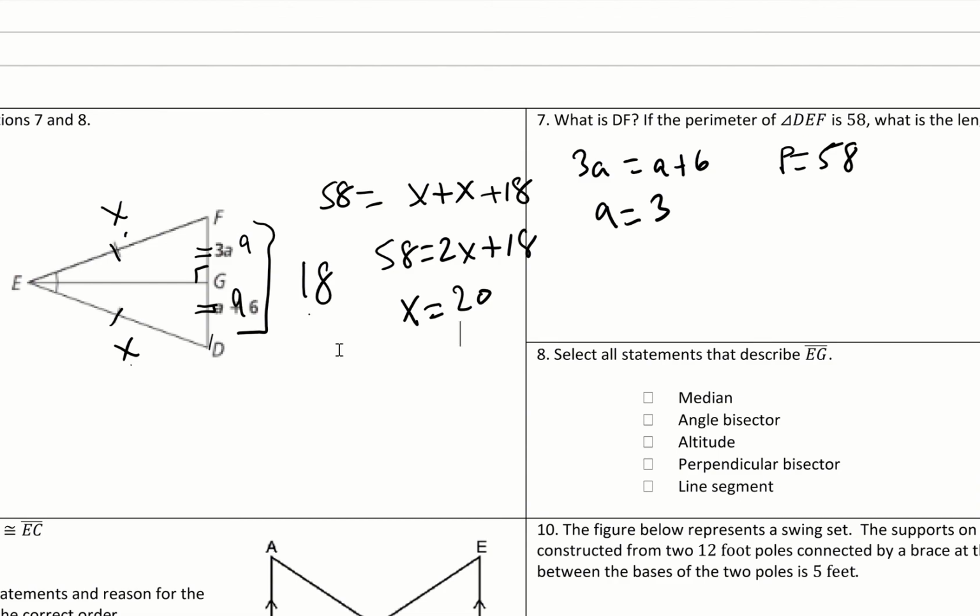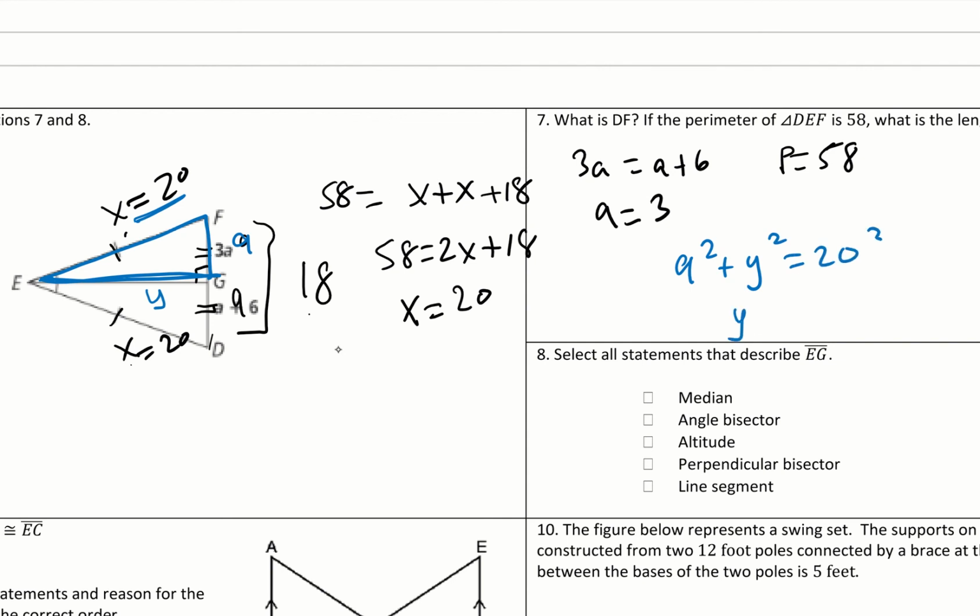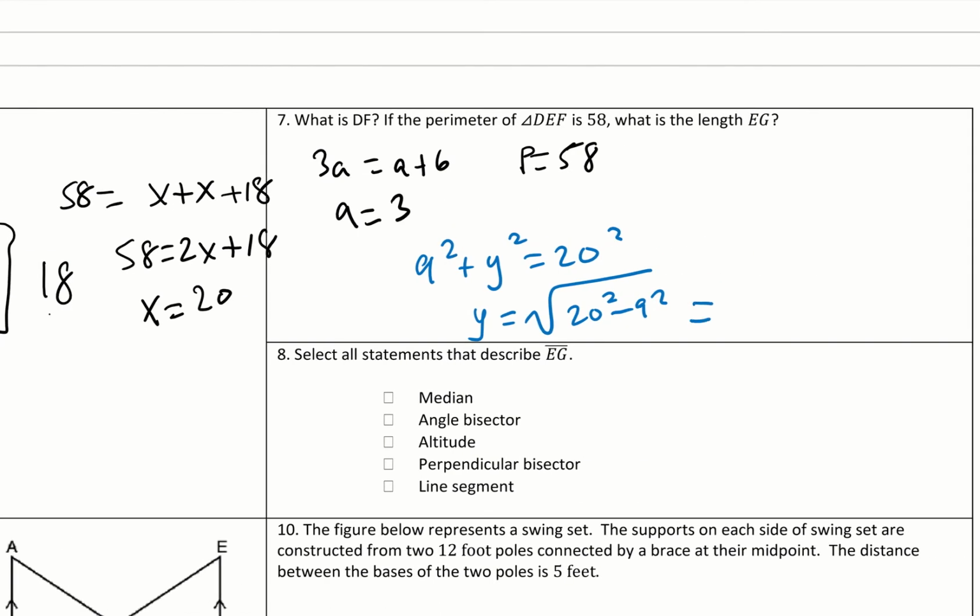Okay. So if this is 20, then we can figure out what this side is using the Pythagorean Theorem, because this is a right triangle. This is the hypotenuse. So we got 9 squared plus y, we'll call that y. 9 squared plus y squared equals 20 squared. And that'll help us solve for EG. So y is the square root of 20 squared minus 9 squared. And I'll leave it to you guys to do the math there. You're going to get the square root of 319. So that's going to be the length of EG.